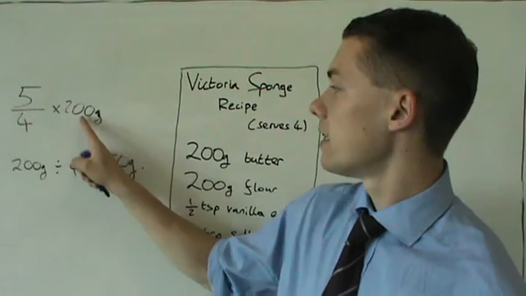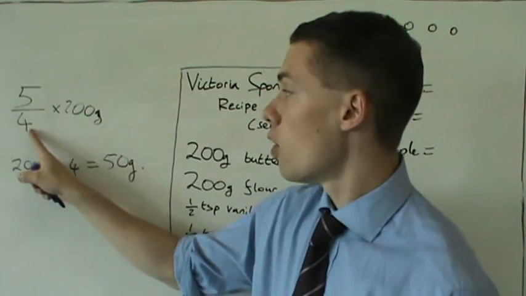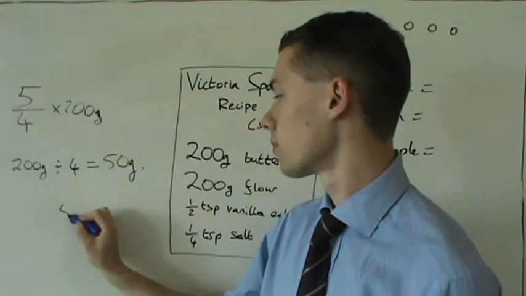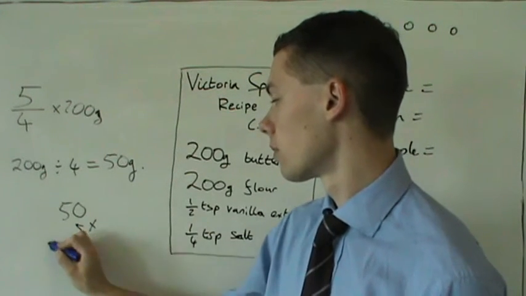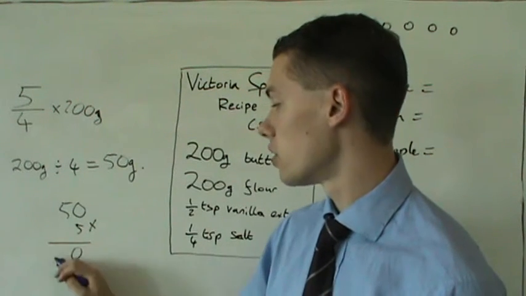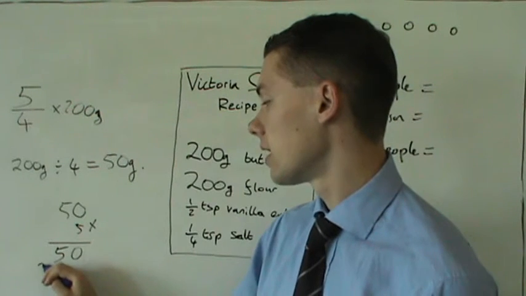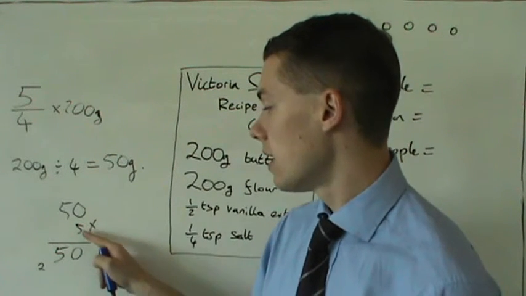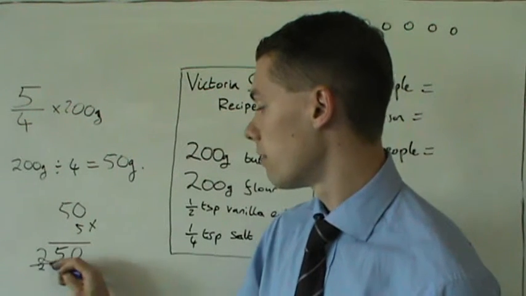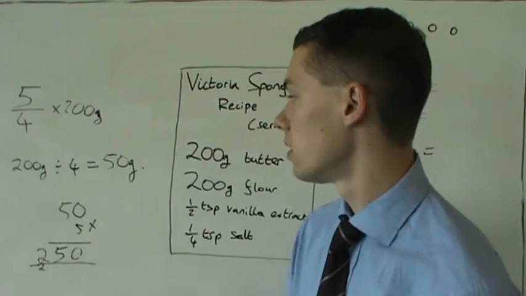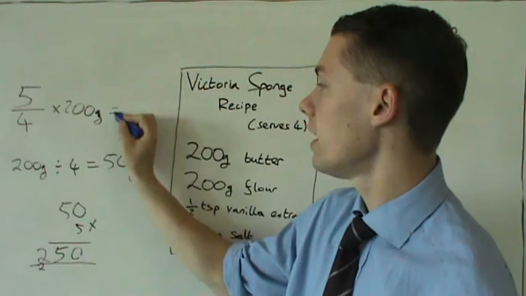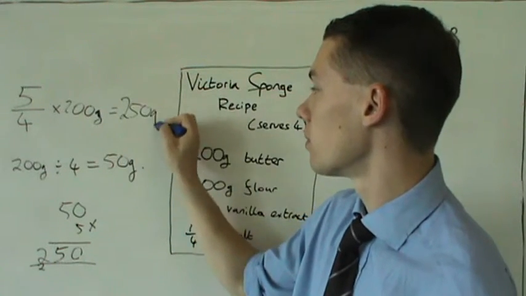So we've divided 200 by 4. We now need to multiply it by 5. So now we're going to do 50 multiplied by 5. 5 times 0 is 0. 5 times 5 is 25. So I put the 5 down, the units, carry my 10s, 25. There's nothing else to multiply by, so I carry this up again. My final answer is 250. So 200 grams divided by 4 times by 5 equals 250 grams.